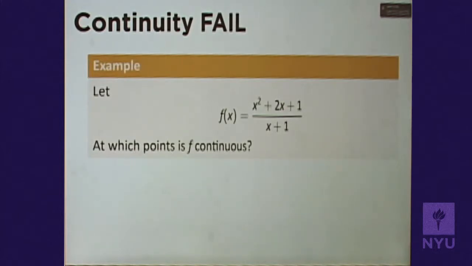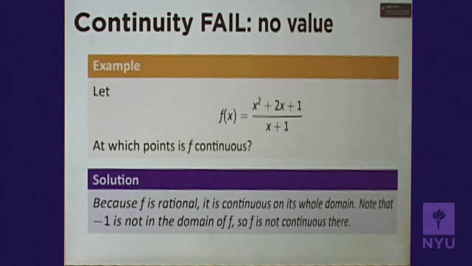So at which points is this function not continuous? Those would be the points which are not in the domain of the function. And there's only one point not in the domain of the function. It's the point when the denominator goes to 0.